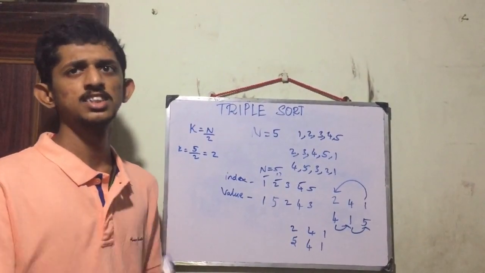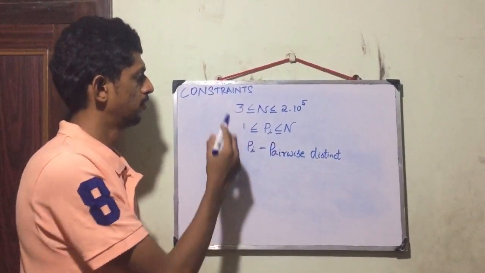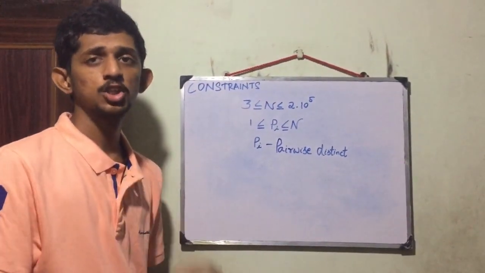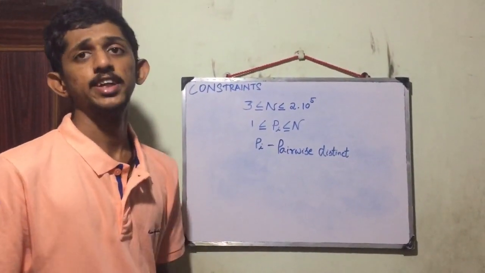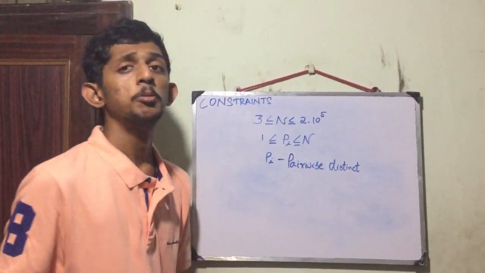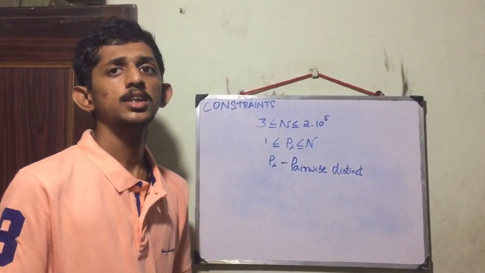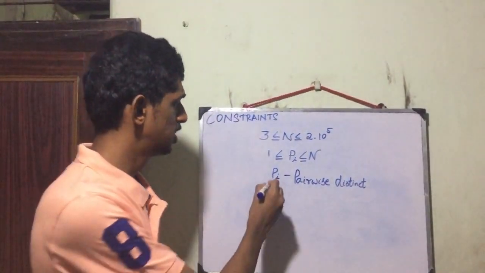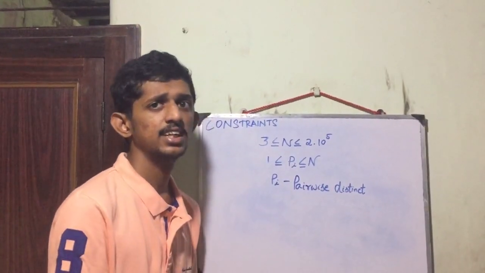Now let's see the constraints. The given n value will be in the range 3 to 2 into 10 power 5, so your logic complexity should be either O of n or O of n log n. And then each p_i value, p_i meaning the given input, will be in the range 1 to n, and the p_i values will be pairwise distinct.